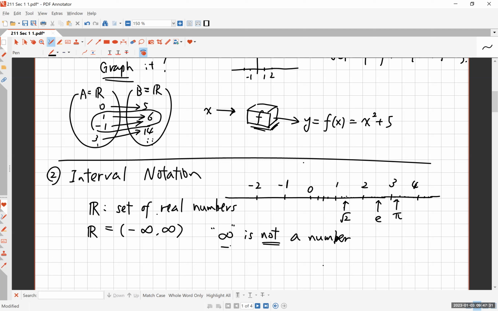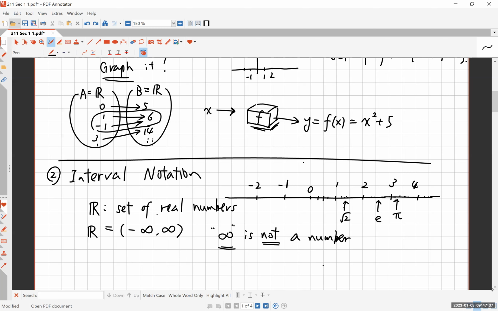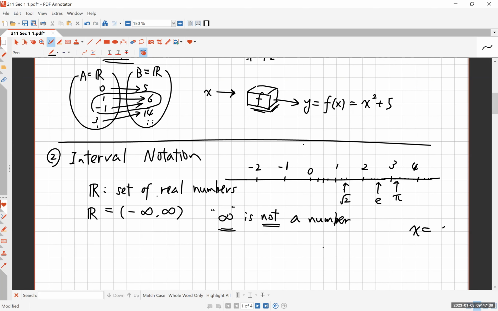So this is called potential infinity. Just remember that infinity is not a number. It's something you do want to remember. So you can't, for instance, write anything like: let x be infinity. This is really bad. You can say, as we do later in chapter 2, x approaches infinity. That means x gets bigger and bigger without bounds.